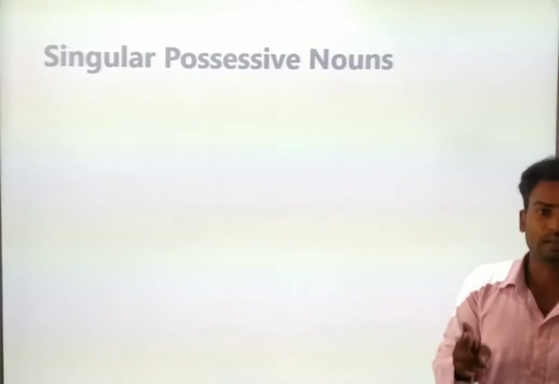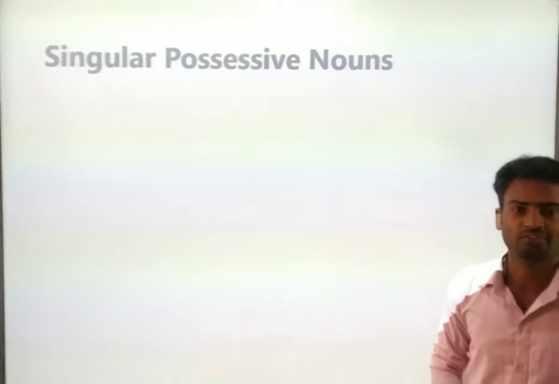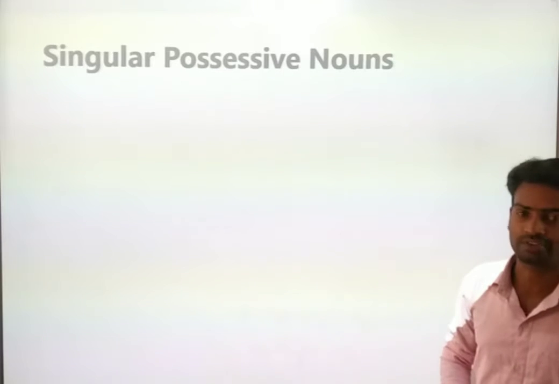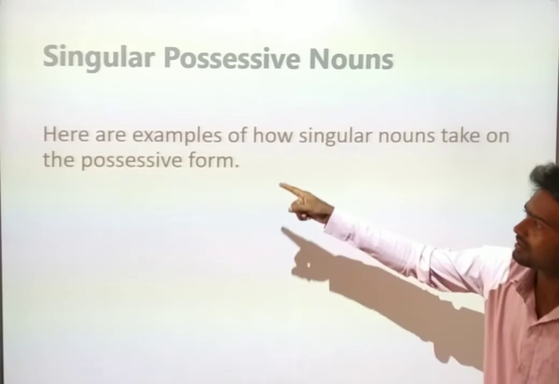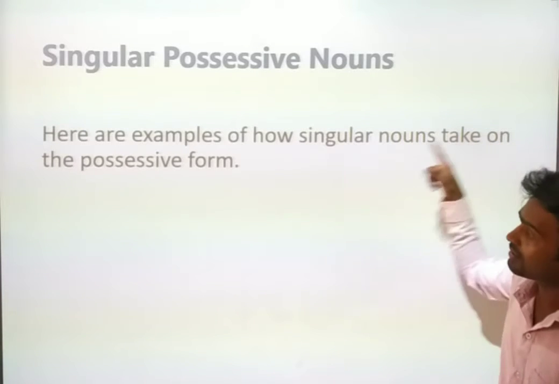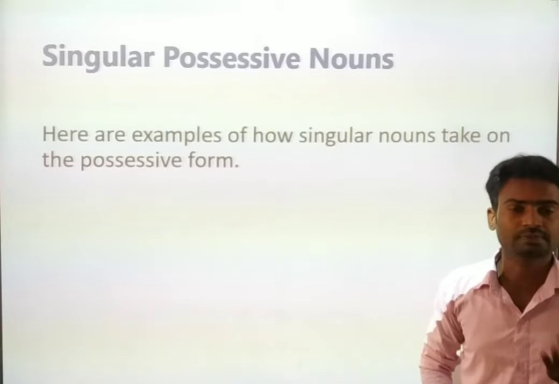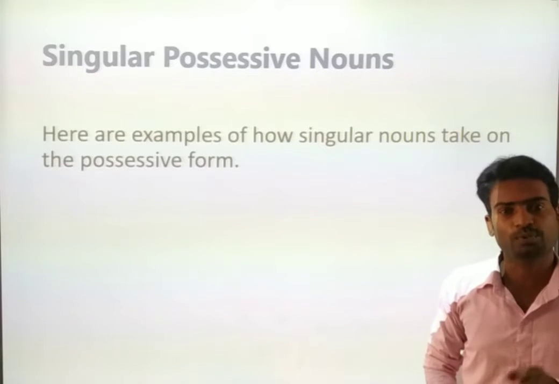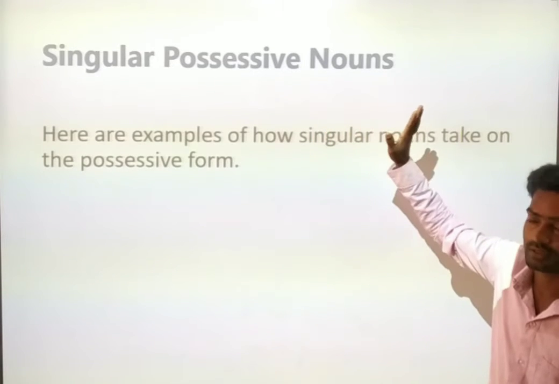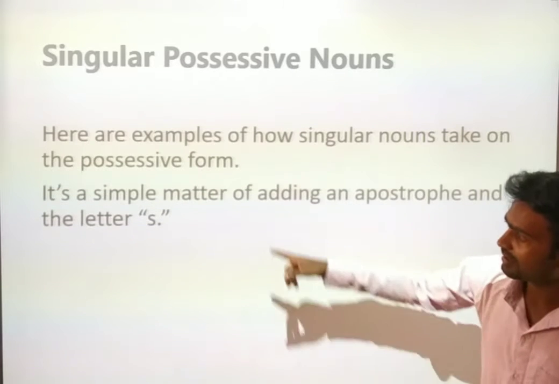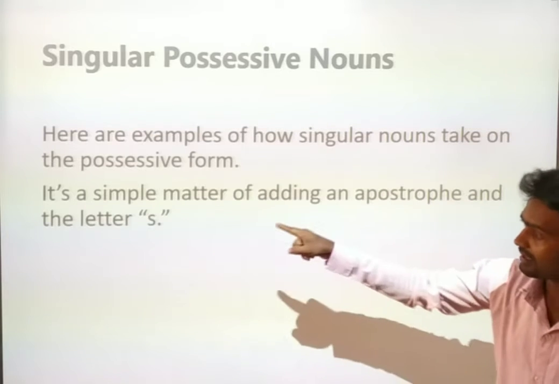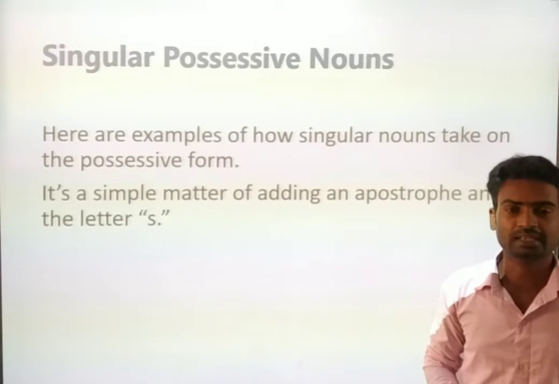Here we have two parts: how to use the possessive form in the singular as well as the plural. Let's begin with the singular possessive noun. Here are examples of how singular nouns take on the possessive form. As we know, we have two forms, singular noun and plural noun. Let's first see singular possessive nouns. It is a simple matter of adding an apostrophe and the letter S. Very simple to make the possessive form.